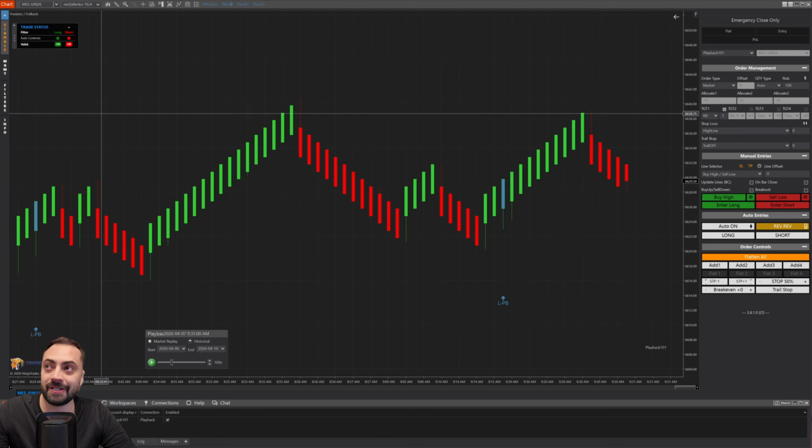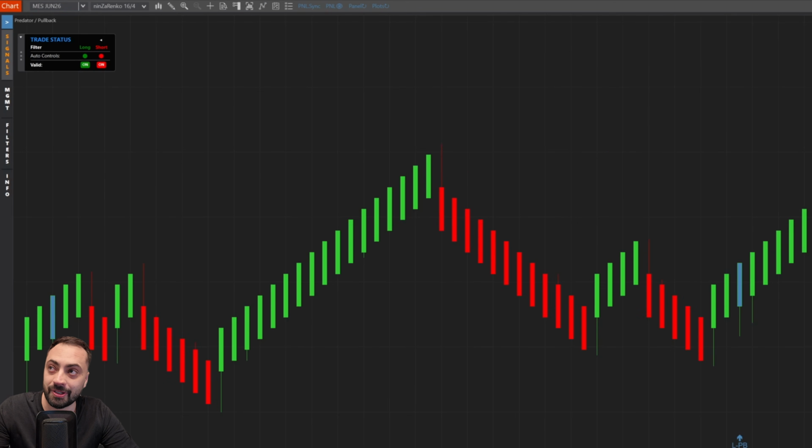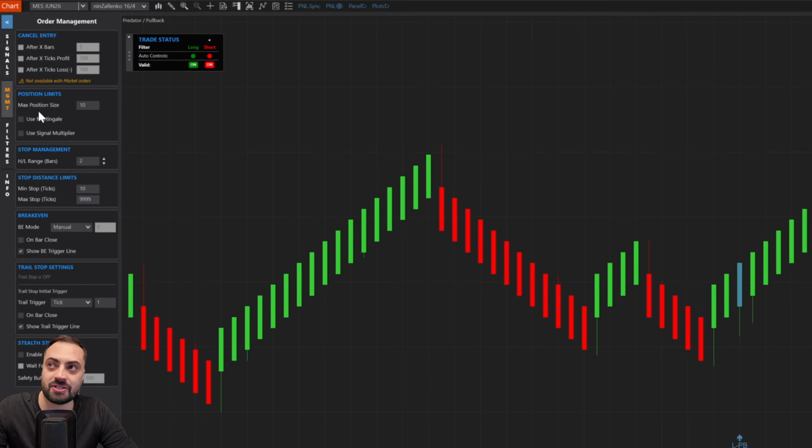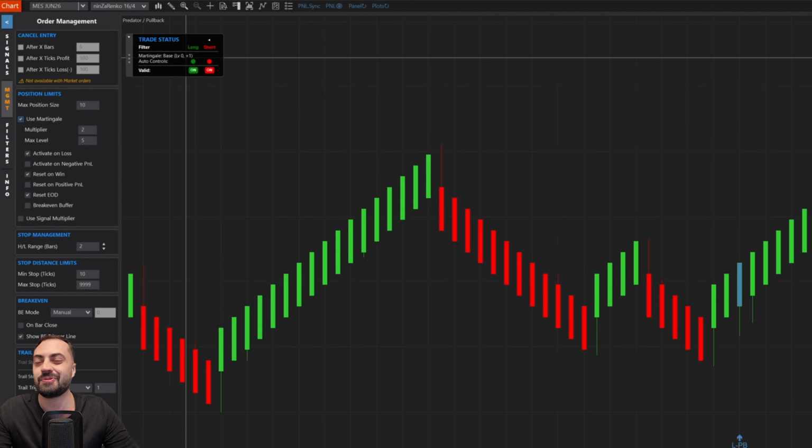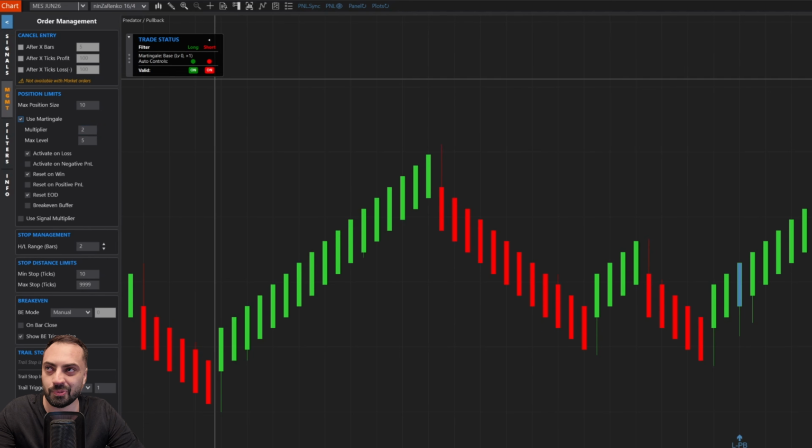To activate your Martingale, all you have to do is go to the left-hand panel and open up the Management tab. And in here, you're going to find the Use Martingale option. Just click on that and it's going to start right away. Now, in here, you're also going to find all of the customizable options. So let's just go through them real quick. I think most of them are pretty straightforward, but we'll cover them.